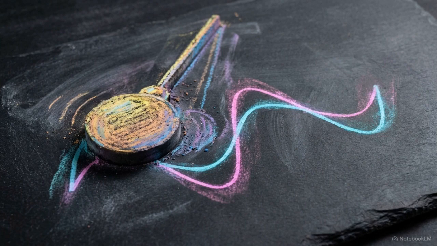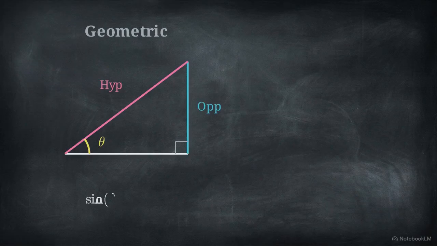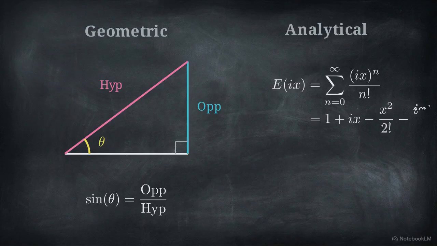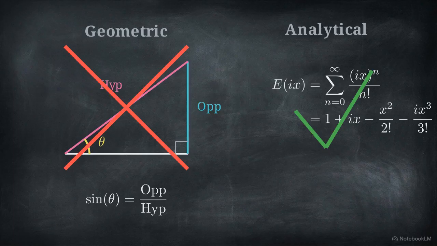Sine and cosine are omnipresent across various physical and quantum phenomena. Most of us are first introduced to these functions geometrically, drawing right triangles and measuring angles. But for advanced mathematical analysis, this geometric intuition is a trap.